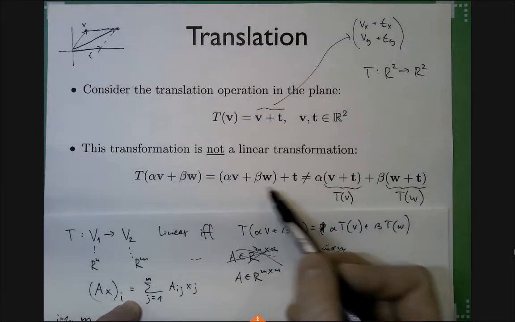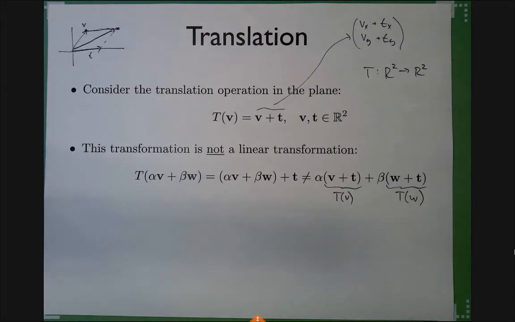And that would have to be true for any alpha and beta. Well, that's not possible, right? It'd only be true if alpha and beta happen to be 1, but that doesn't matter. It would have to be true for any alpha and beta, so that's clearly not the case. Everybody got it?